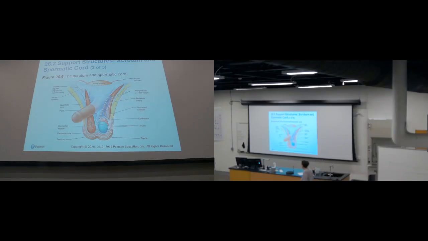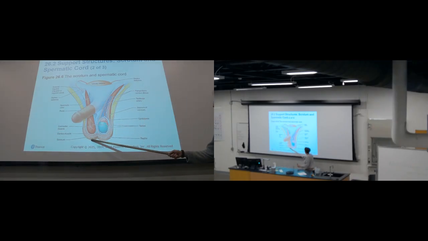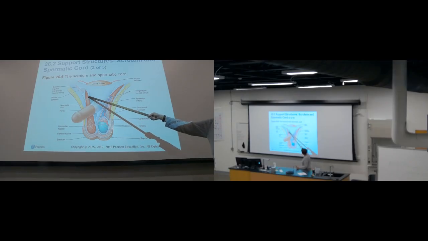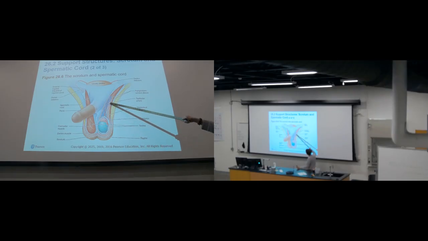So here are the different components of the scrotum and the spermatic cord. This is the scrotum. This is the fascia. This is the dartos muscle. This is the cremaster muscle. And inside will be the testes. And then here is the spermatic cord, which is surrounded by this muscle. If you remove this muscle, you can see, in part of the wall, these components.